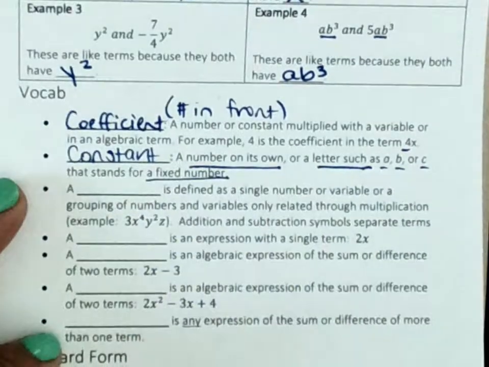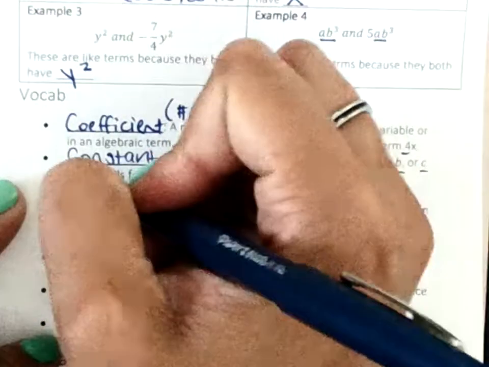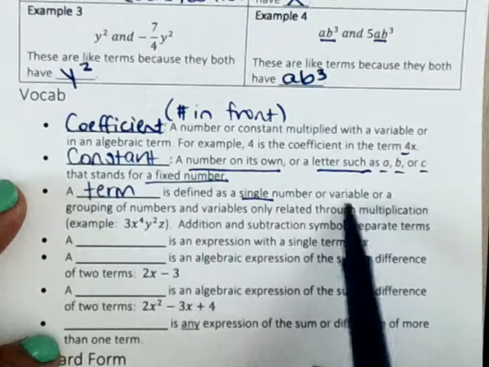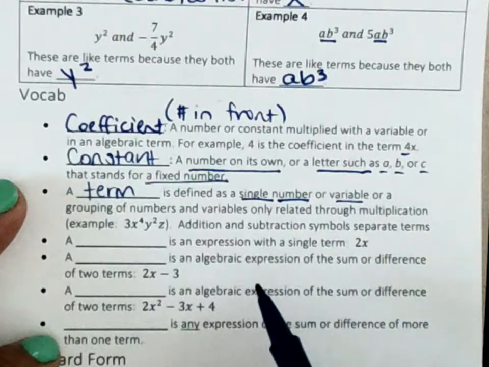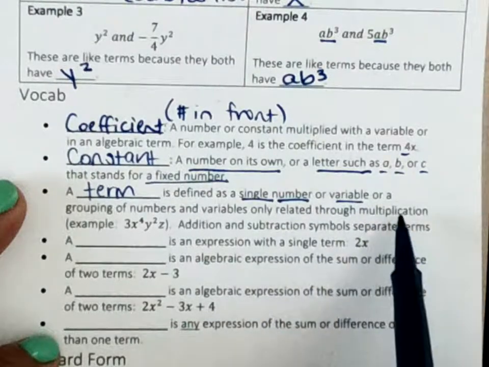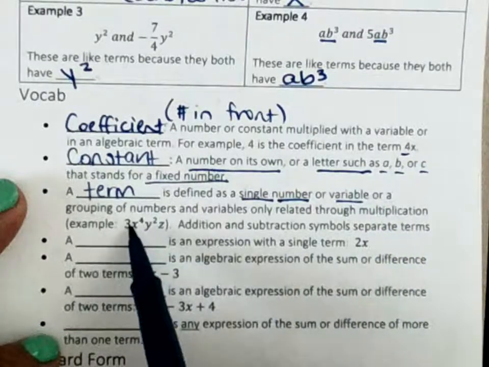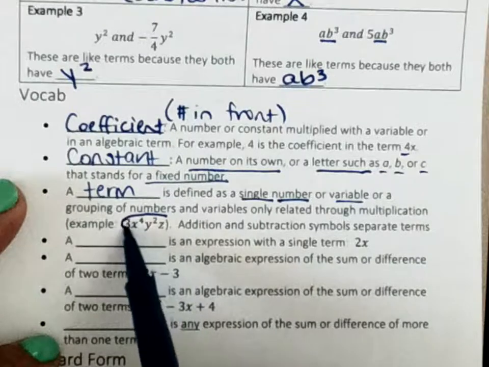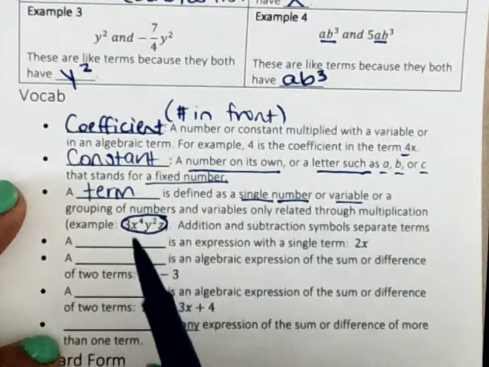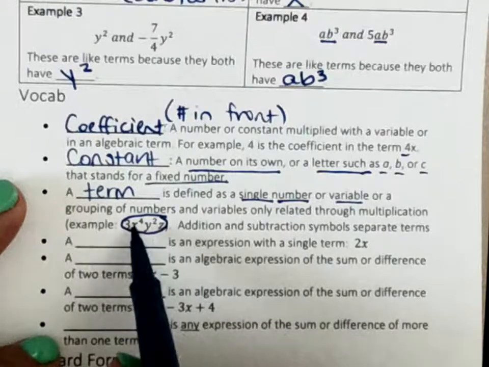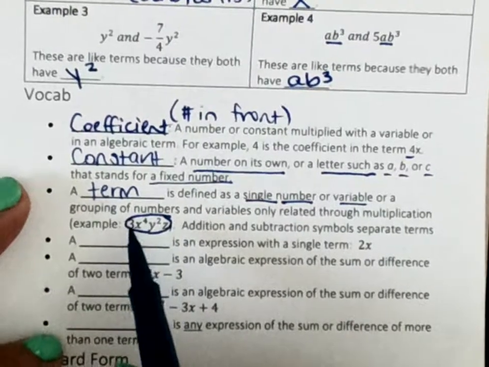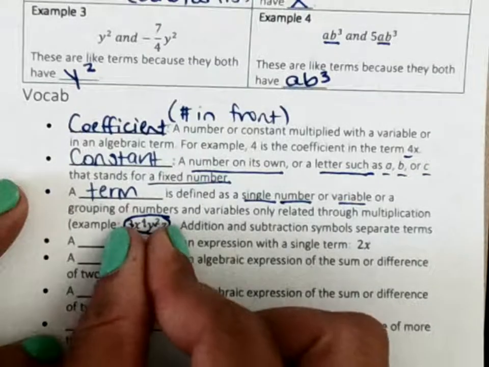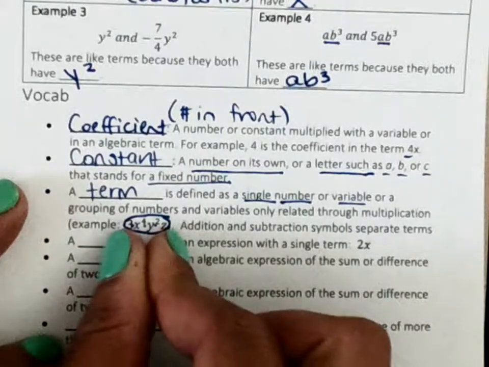A term is defined as a single number or variable, or a grouping of numbers and variables only related through multiplication. For example, 3x to the fourth, y squared, z. This is one single term. It's one single term because there are no addition signs or subtraction signs or division signs. Everything's being held together by multiplication. So this will move as a unit or work as a unit.